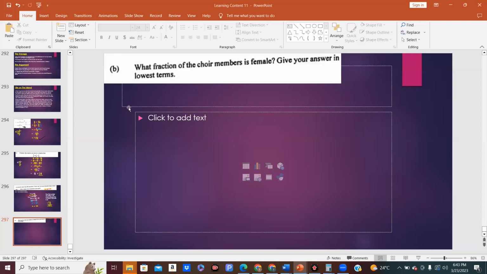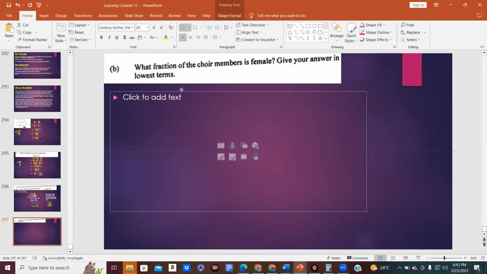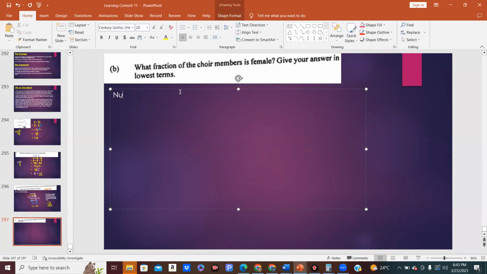Hello. All right, so the question says, what fraction of the choir is female? Give your answer in those terms. So we know how many females we have: 45. The total number of choir members is 80.